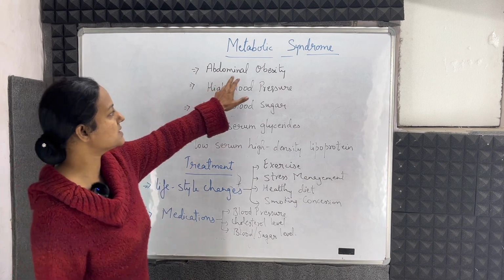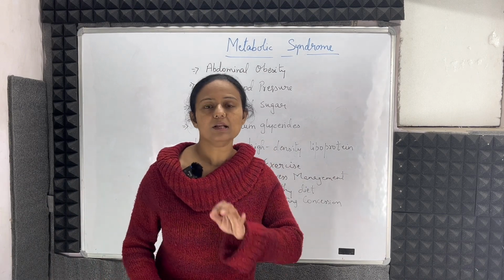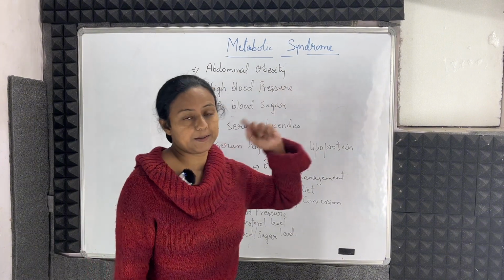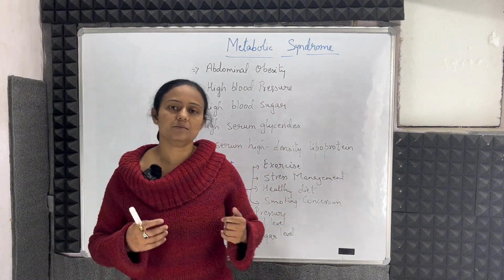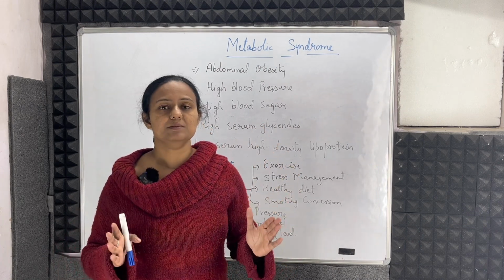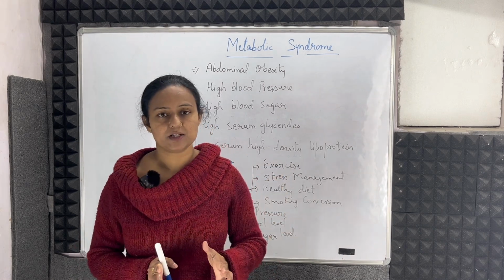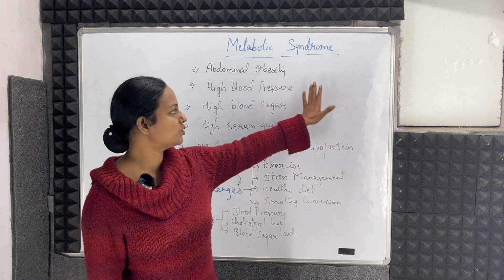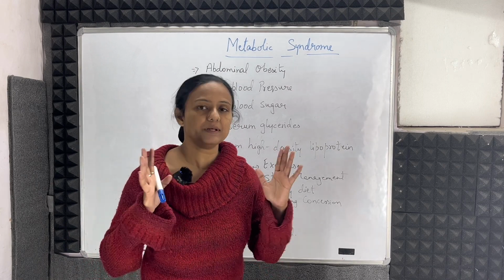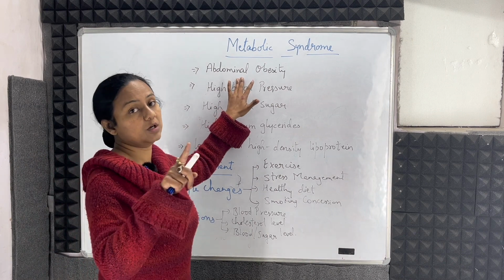In that, first is abdominal obesity. How will you understand that the person is suffering from metabolic syndrome? The first thing you can see is abdominal obesity, where there is obesity in the abdomen. In males, it becomes an apple shaped structure, right? And in females it becomes a pear shaped structure. If you like to see, you can see it here. So it is apple shaped in men and pear shaped in females, so that you can understand that the person can suffer from metabolic syndrome.